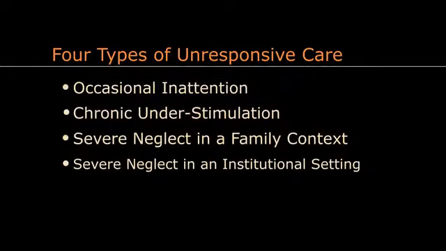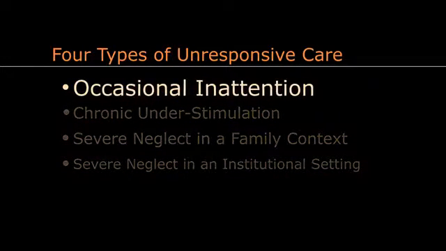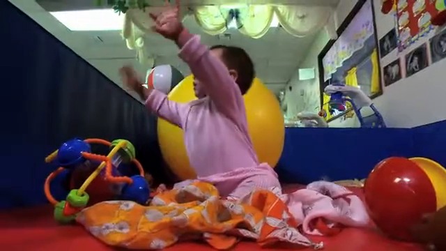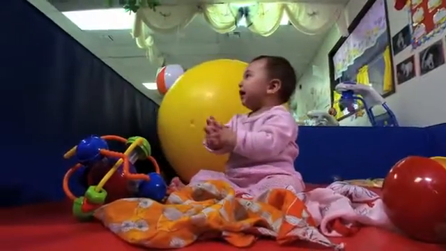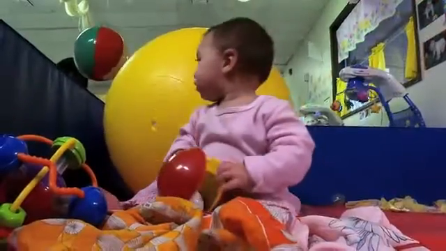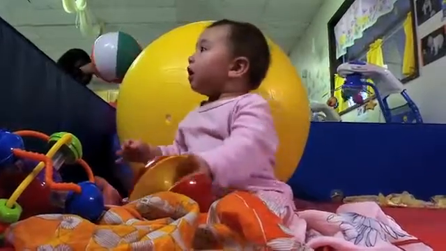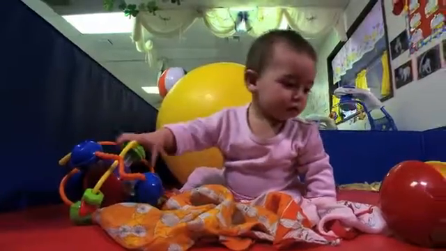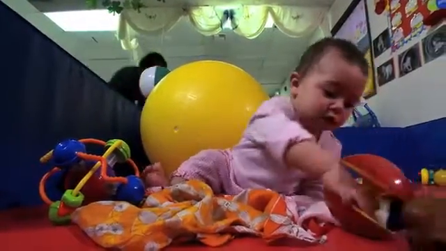Science points to four categories of this spectrum of neglect. The first category would be what's called occasional inattention, where children experience responsiveness most of the time, but occasionally adults don't respond. There's no harm in that, and in fact, there's probably some benefit. A child can learn to self-soothe and explore the environment, and all of those opportunities build brain architecture.